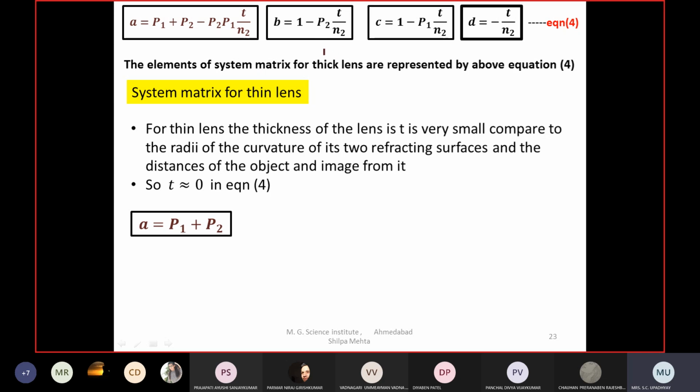B equal to, how much does it become? B, C, D. 1. C. C is 1. D.